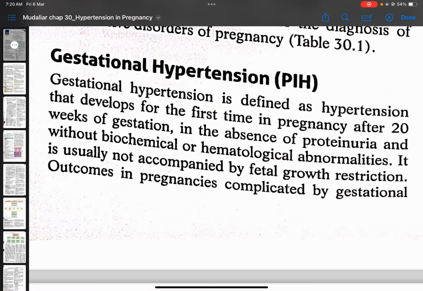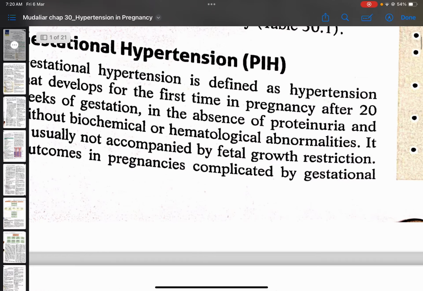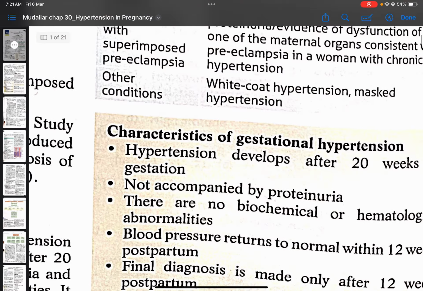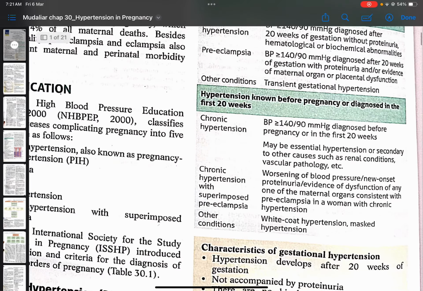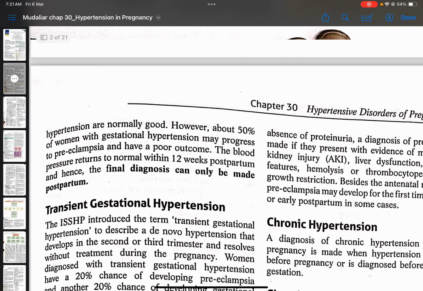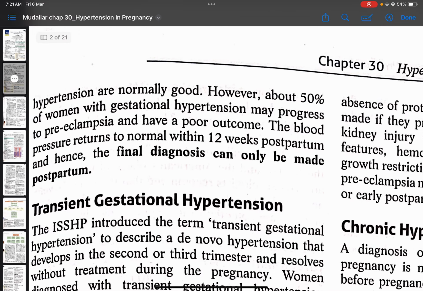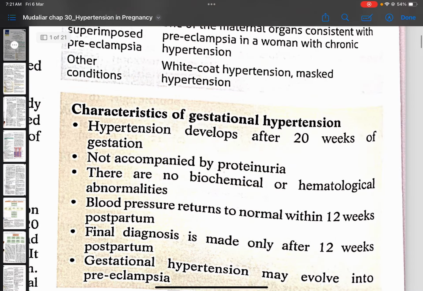Gestational hypertension is defined as hypertension that develops for the first time in pregnancy after 20 weeks of gestation in the absence of proteinuria and without biochemical or hematological abnormalities. It is usually not accompanied by fetal growth restriction. Outcomes in pregnancies complicated by gestational hypertension are normally good. However, about 50% of women with gestational hypertension may progress to preeclampsia and have a poor outcome. The blood pressure returns to normal within 12 weeks postpartum, and hence the final diagnosis can only be made postpartum.